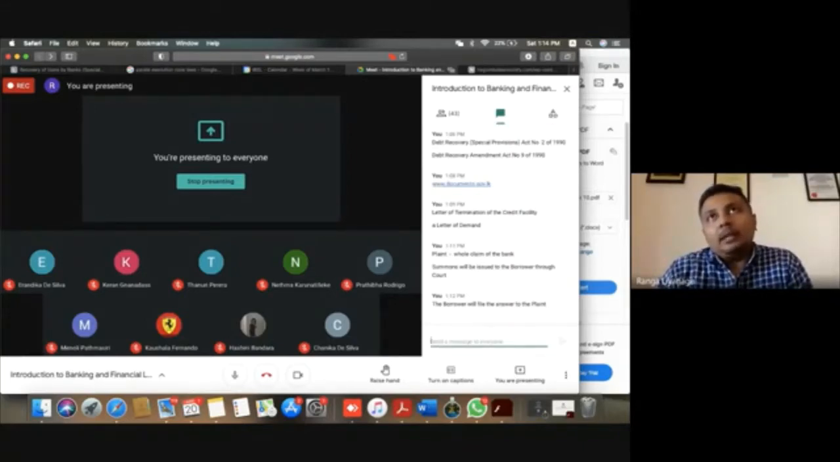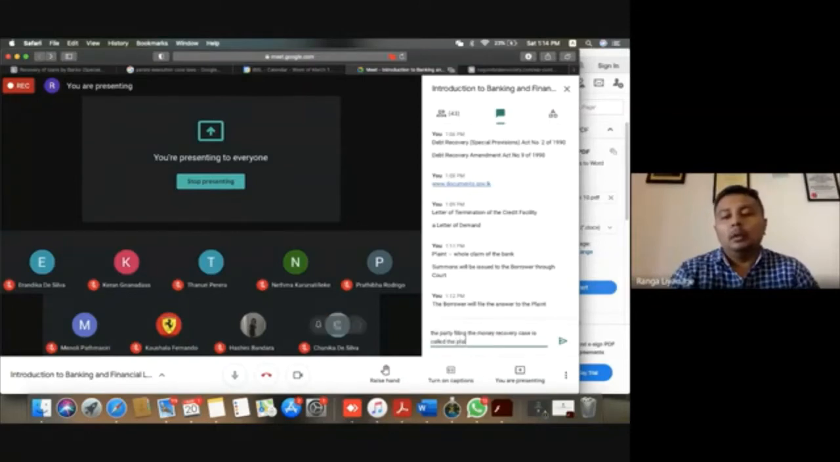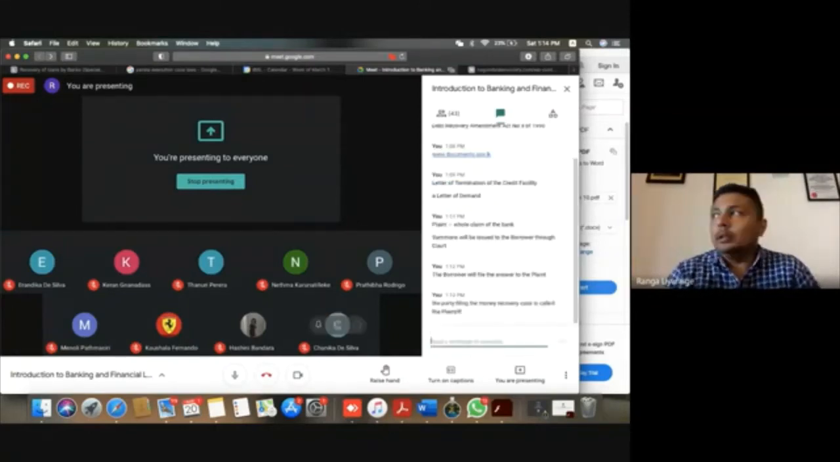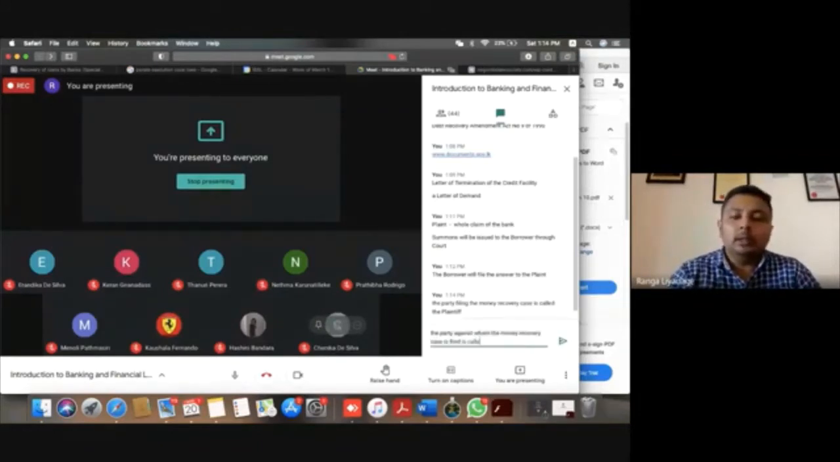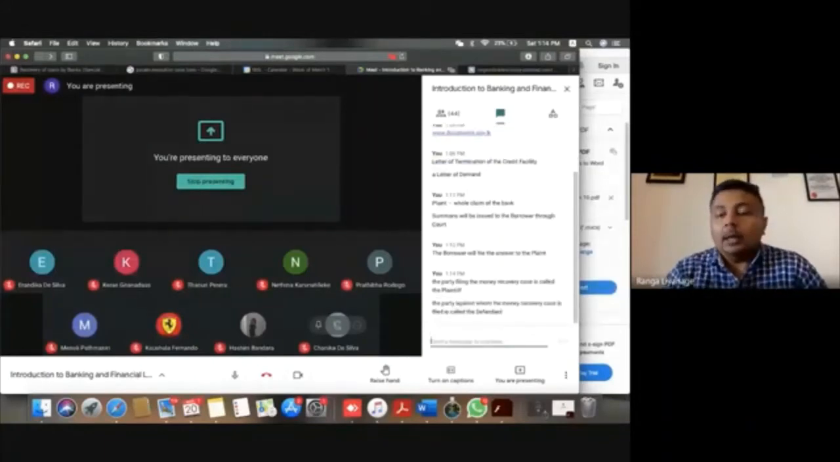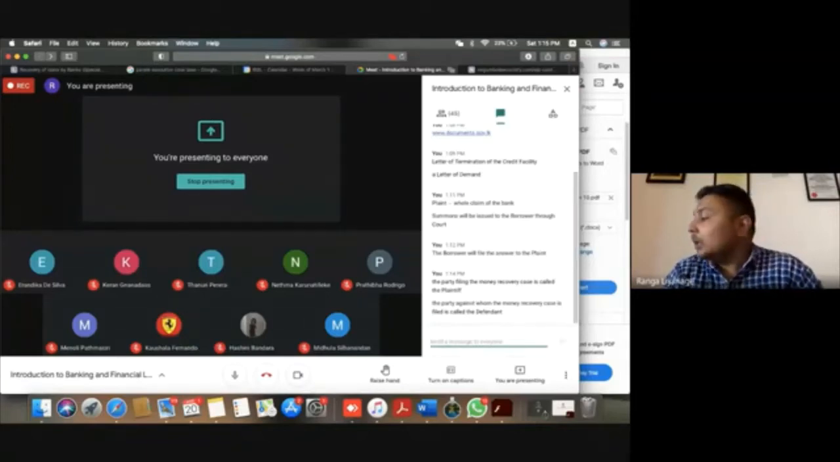Keep in mind, when the summons are issued to the borrower, at that point the borrower becomes the defendant in the case. The party filing the money recovery case is called the plaintiff. The party against whom the money recovery case is filed is called the defendant, right? Now, the defendant here has a right, as of right, to come to court and file his answer. This is one of the main reasons the normal process, the regular process, differs from the Debt Recovery Act, or Act number 2 of 1990.